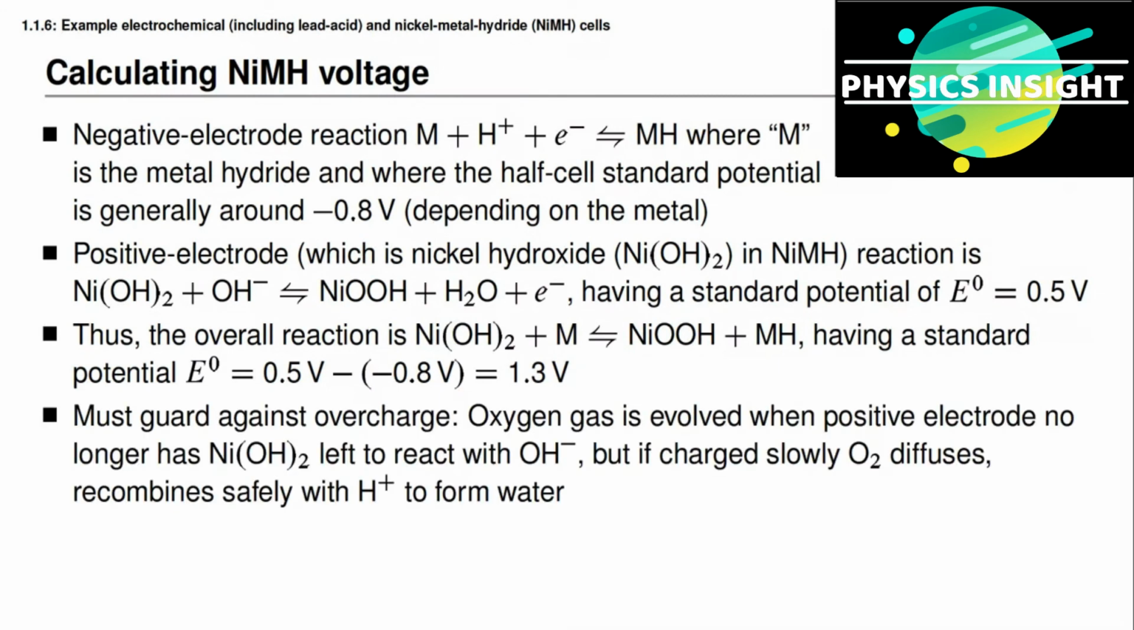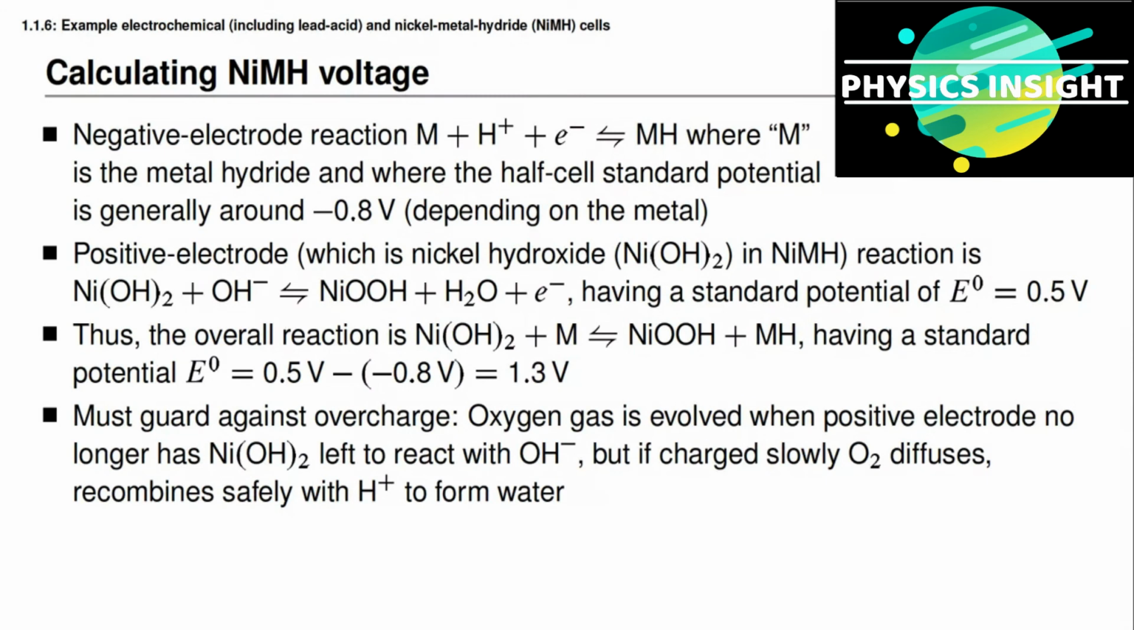When charging a nickel metal hydroxide battery cell, we must again be careful to guard against overvoltage. If a nickel metal hydroxide cell is overcharged, then oxygen gas evolves when the positive electrode is no longer able to provide nickel hydroxide to react with the hydroxide in the electrolyte.